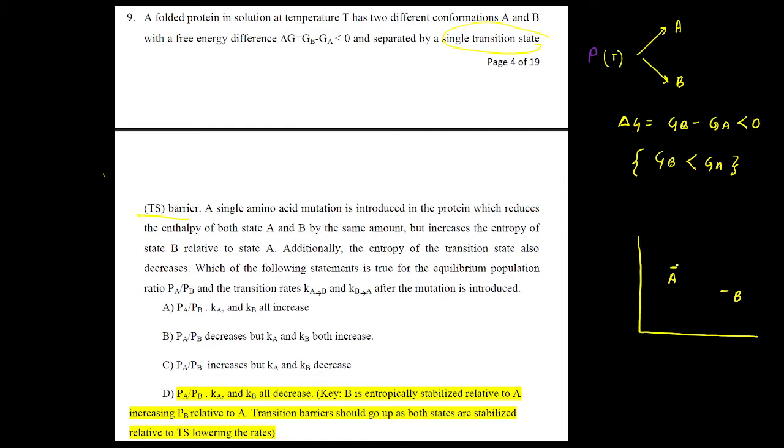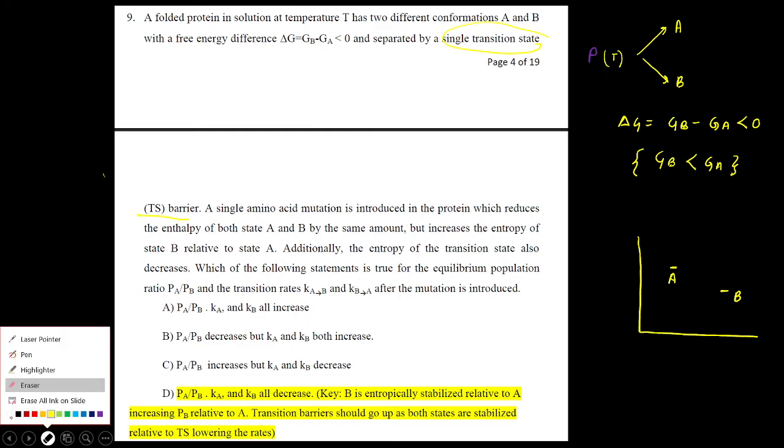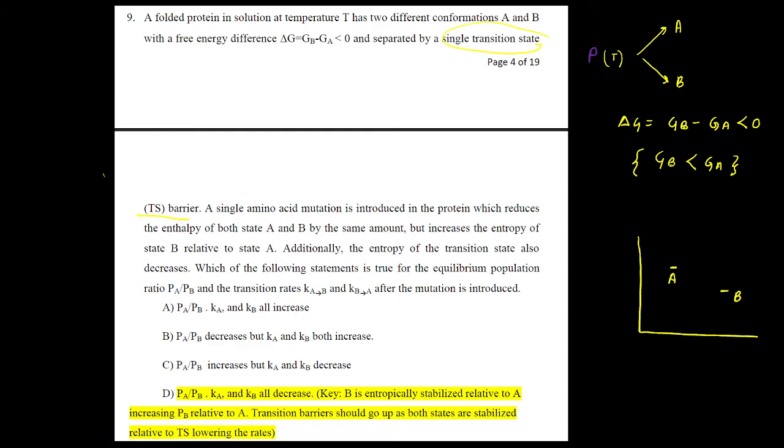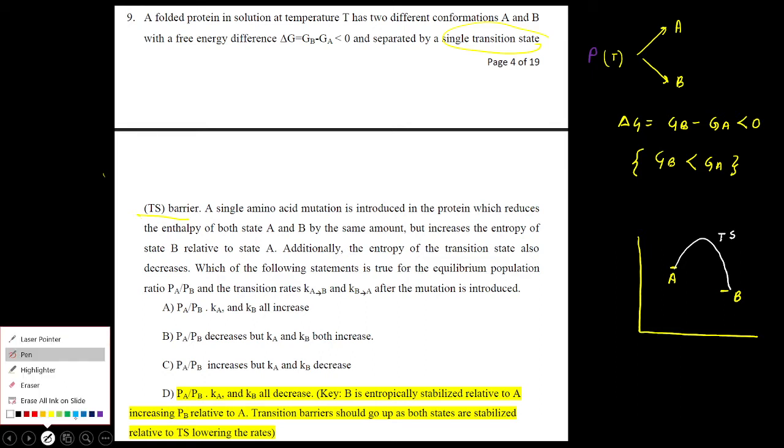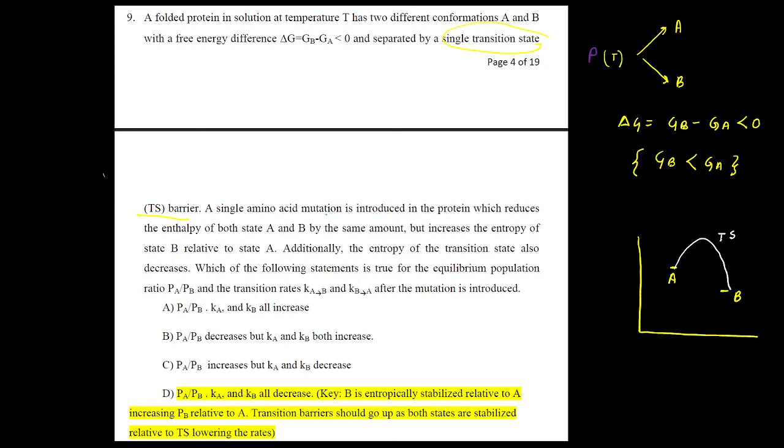Okay, I can draw the energy profile like this. Yes or no? Can I? Right? It's simple. All I need to do is separate these two conformations with a transition state. So I can draw a transition state like this. This is TS barrier. All right then. Next is, a single amino acid mutation is introduced in the protein which reduces the enthalpy for both state A and B by the same amount but increases the entropy of state B relative to state A.